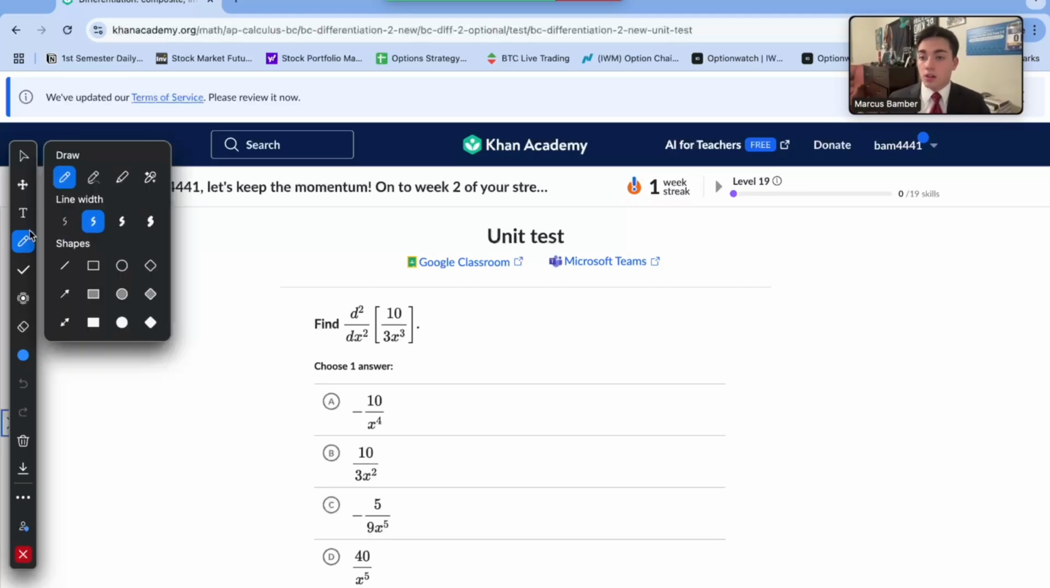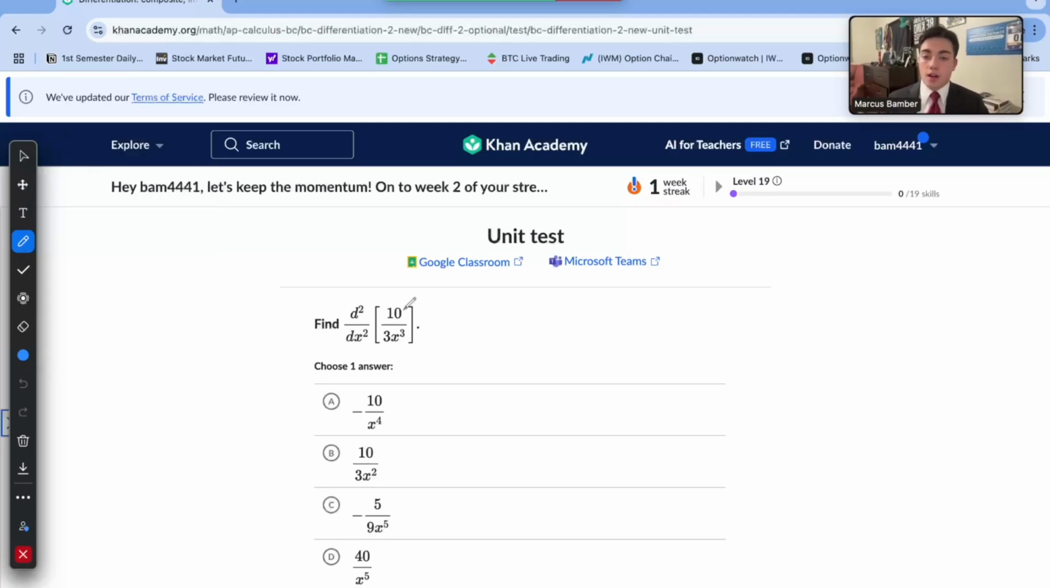But let's take a look. This first question has a quotient right here. We have 10 over 3x to the power of 3, but it's not really a quotient when you realize that we really just have 10 over 3 times x to the power of negative 3 like this, and that way we can actually differentiate a lot easier. Notice this 10 over 3 is not even going to get differentiated because it is a constant multiple.